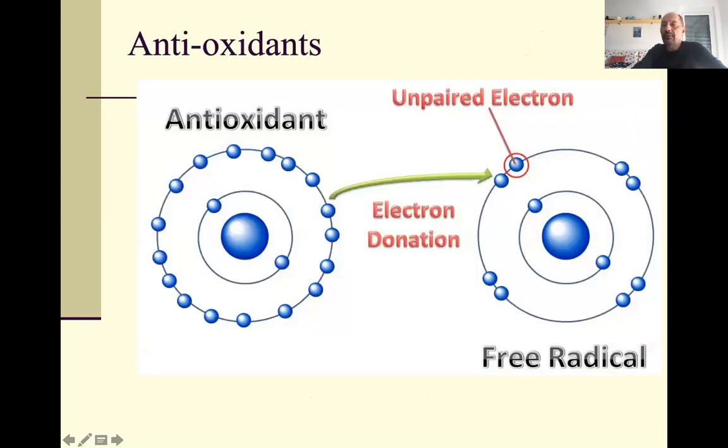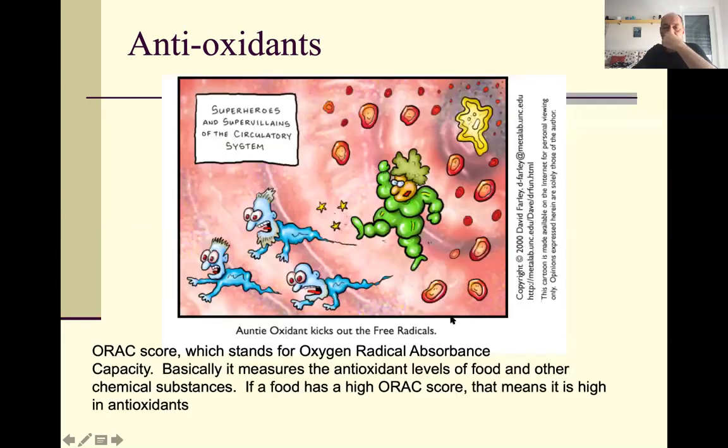Now, one of the main roles of the antioxidant is actually exactly getting rid of the free radicals. You know, antioxidants are very popular. Even in the market, you buy a lot of things with antioxidant written. The main role of the antioxidant is this one. They donate an electron to the free radical, and then they stabilize the free radical. So, you know, these are superheroes and supervillains in the circulatory system. You see, the antioxidant kicks out free radicals. So the role of the antioxidant is getting rid of the free radicals, you see.